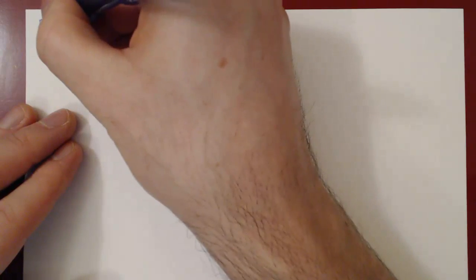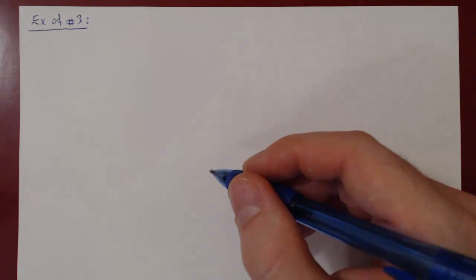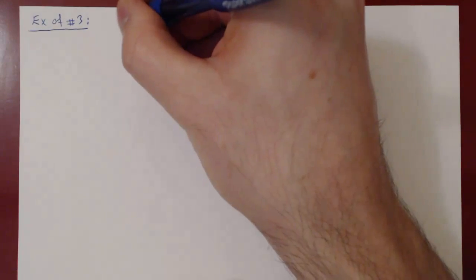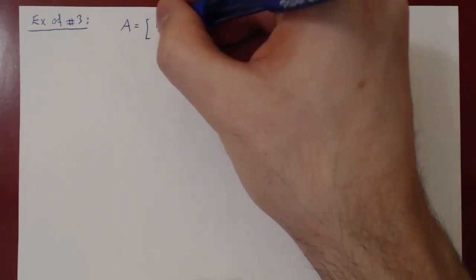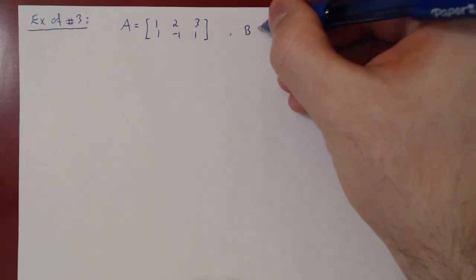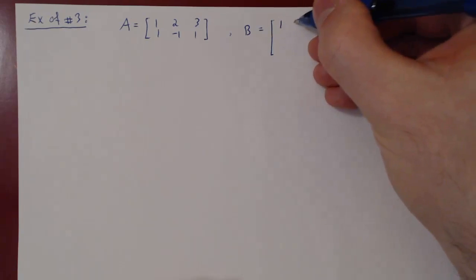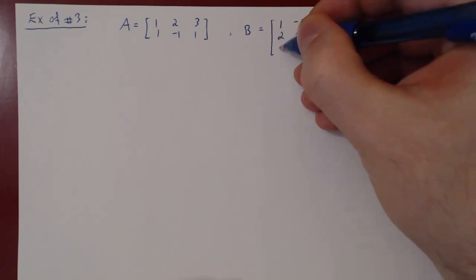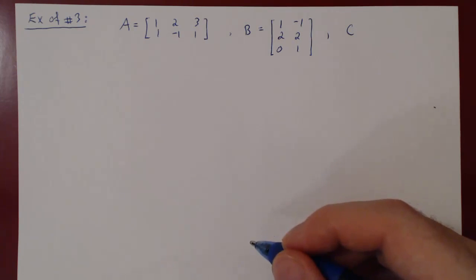So an example of number 3, that matrix multiplication is indeed associative. We'll take the matrix A to be, say, a 2 by 3 matrix. We'll go 1, 2, 3, 1, negative 1, 1. We'll take matrix B to be a 3 by 2 matrix. Let's go with 1, negative 1, 2, 2, 0, 1. And we'll take C to be a 2 by 3 matrix again.